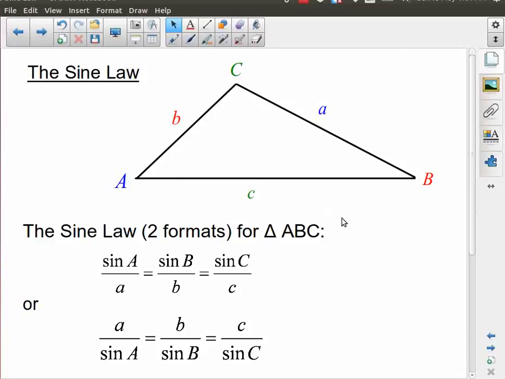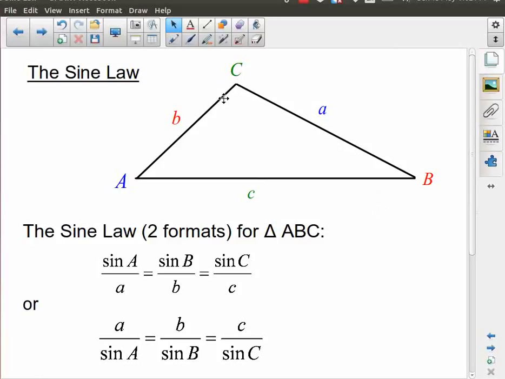For this lesson, we're going to be taking a look at something known as the sine law. We're continuing with our unit on trigonometry, but the big difference is that we're now going to be dealing with triangles that don't have right angles in them. I've tried to portray that here with a triangle that is relatively clear.